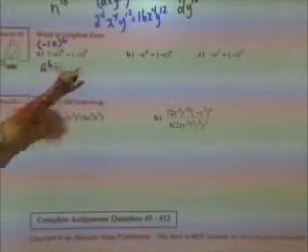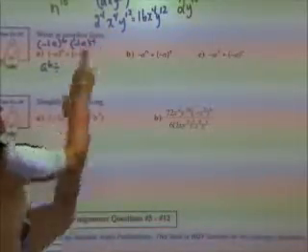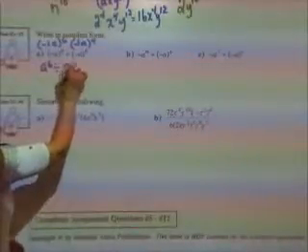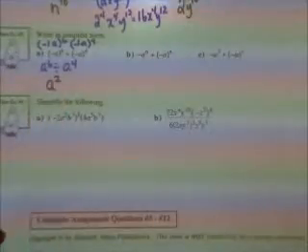The same thing with my -a to the power of 4. Think of it as a -1 times a to the power of 4. So what's -1 to the power of 4? +1. So I don't need to put the +1 in there. So I get a to the power of 6 divided by a to the power of 4, which equals a to the power of 2, or a squared.